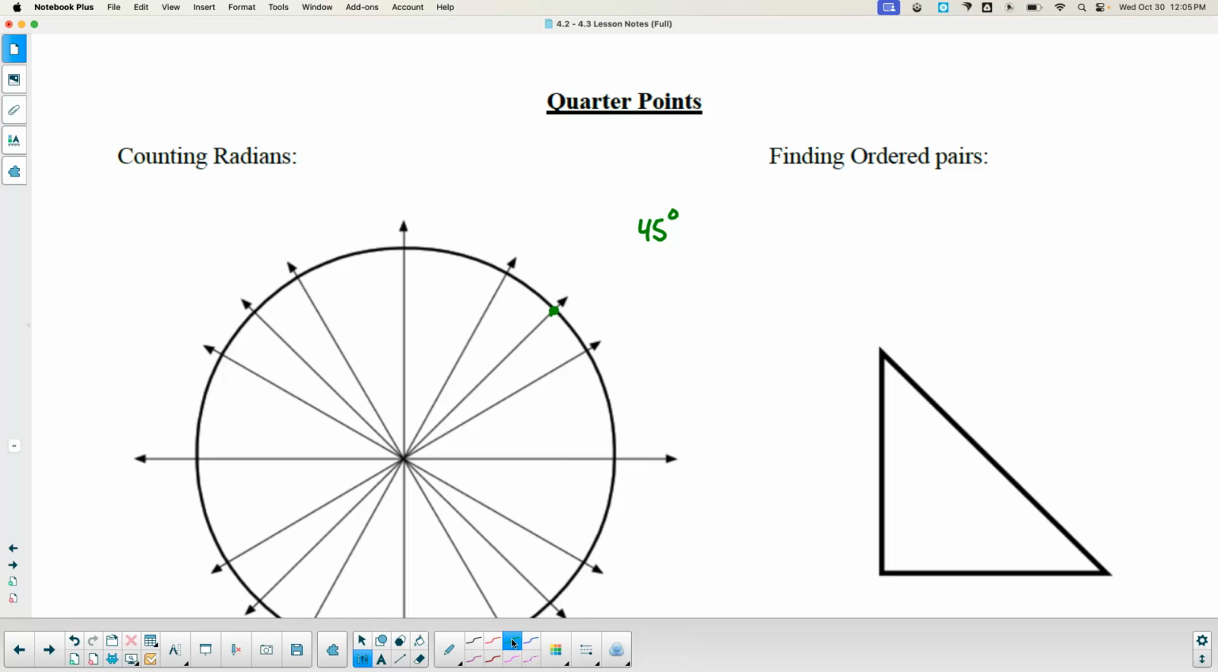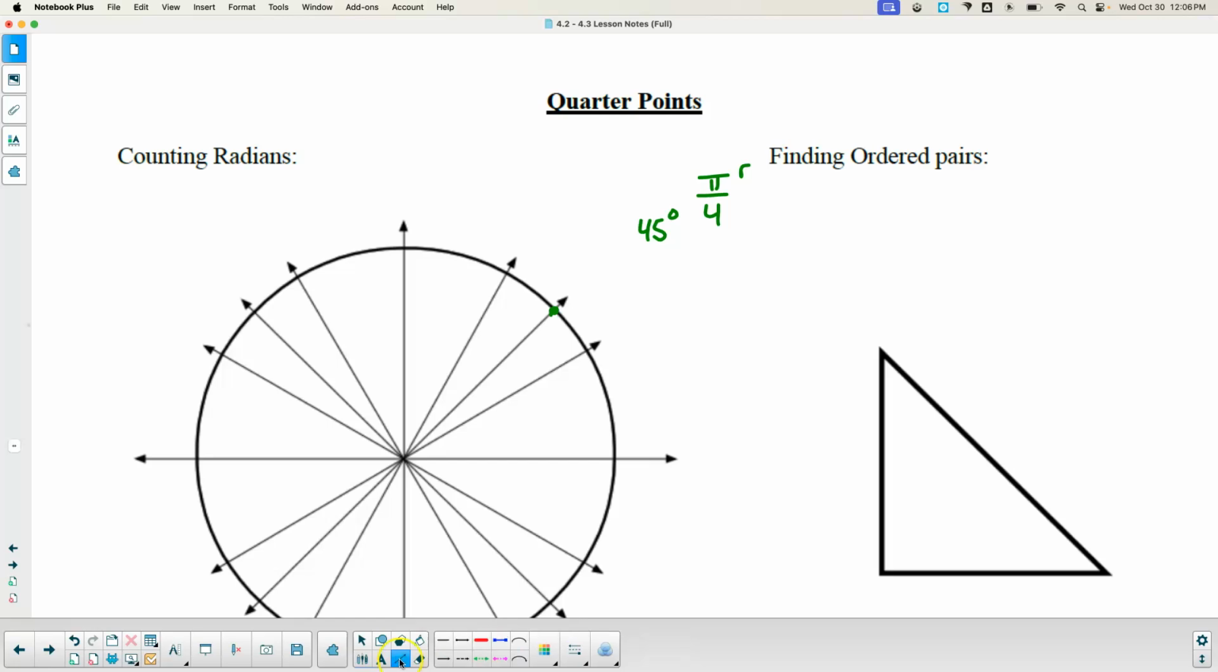2 pi was the whole thing. Divided it in half, we got to pi. Divided that in half, got to pi over 2. Divide that in half, and we get pi over 4. So this would also be pi over 4 radians.